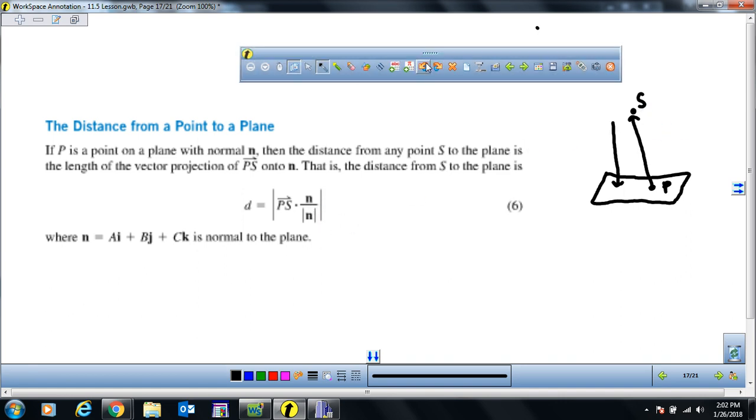So this is what the formula tells us. We're going to get a unit vector in the direction of n, and we're going to do the dot product with the vector PS, which goes from a point P on the plane to the point S that we want to find the distance of. Once we get the magnitude of that, it should give us the shortest distance from that point S down to the given plane. This is what that is going to give us.